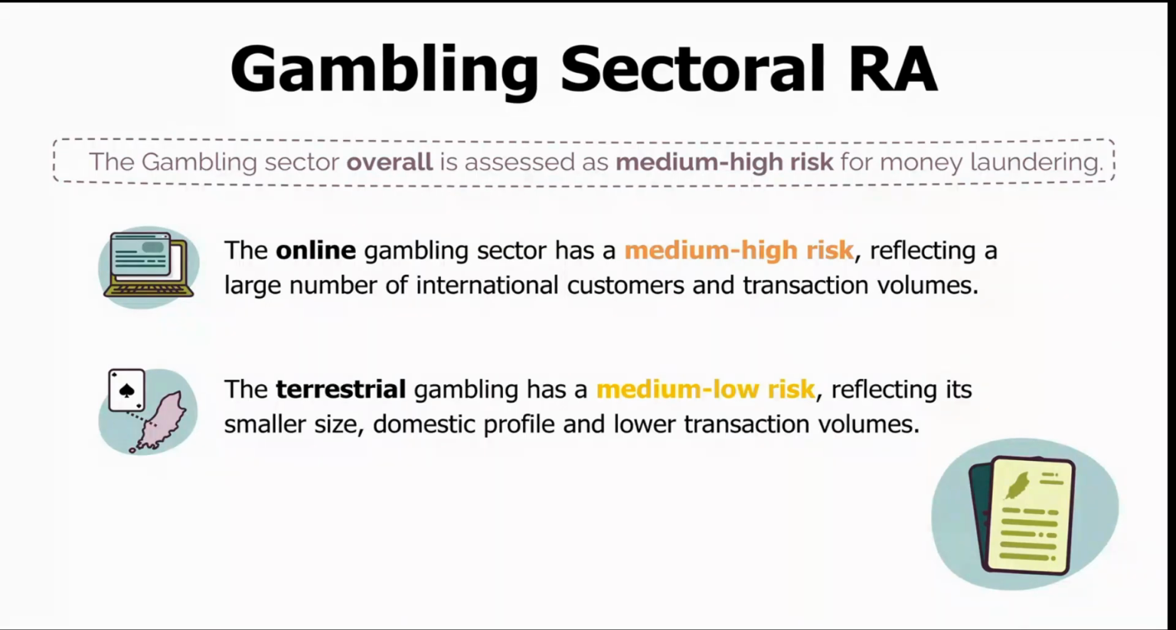Terrestrial, so land-based gambling, is rated as medium low. Whilst heavily cash-based, it's a small and mostly domestic sector with much smaller volume of funds. As the island has an elective software supply regime, software supply businesses don't fall under the international standards, nor are they captured in the World Bank tool that we've used, but they have been considered as part of the wider assessment. It hasn't been given a standalone rating like the online and terrestrial sectors.